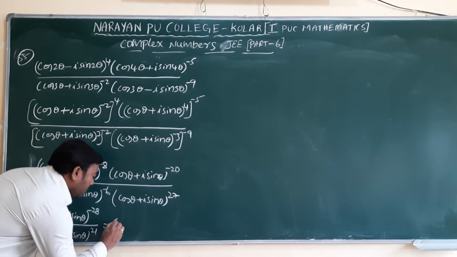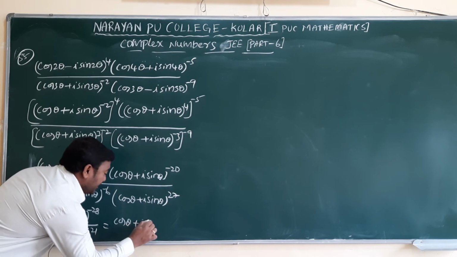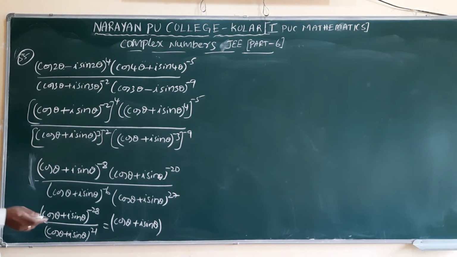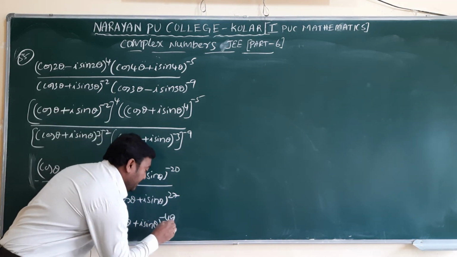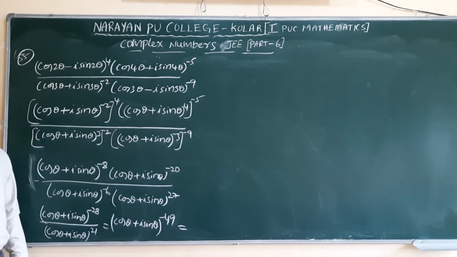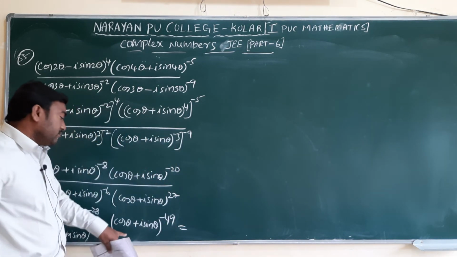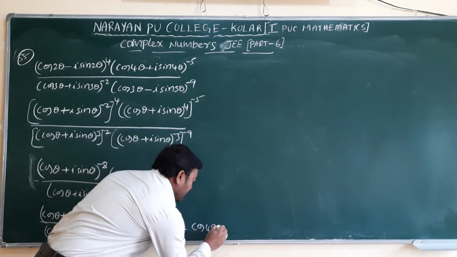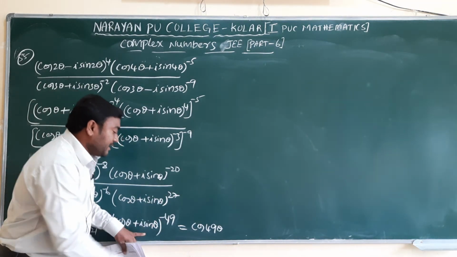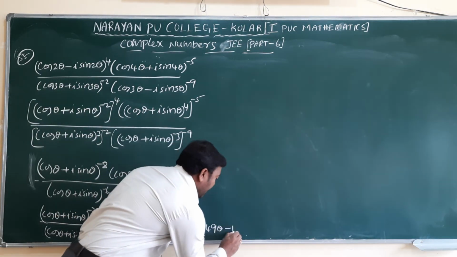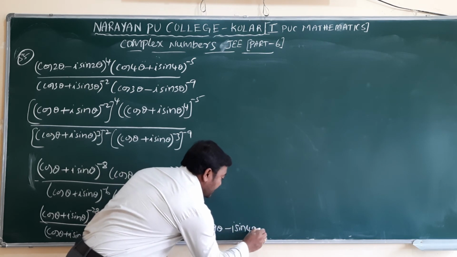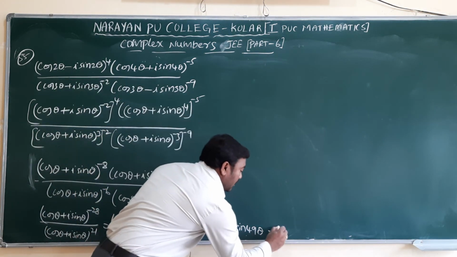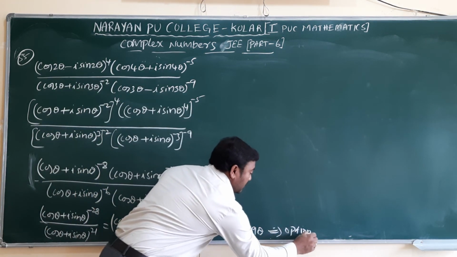So in the numerator, what do we get? (cos theta + i sin theta) whole power minus 28 into minus 21, we get minus 49. Again here we apply De Moivre's theorem. So cos of minus 49 theta gives cos 49 theta, plus i sin of minus 49 theta gives minus i sin 49 theta. Here option A is the correct option.